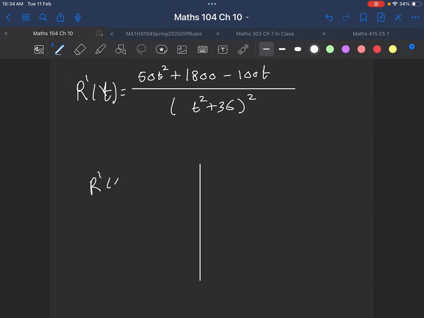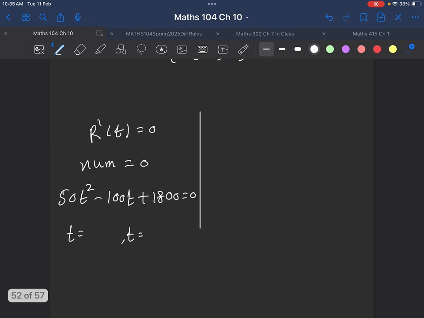And now, as I said, we have those two options. R prime of t equal to 0, which means the numerator equal to 0. So we have 50t squared minus 100t plus 1,800 equal to 0. And then we have to solve it using the formula for the quadratic equation. That's how we will need to solve it.